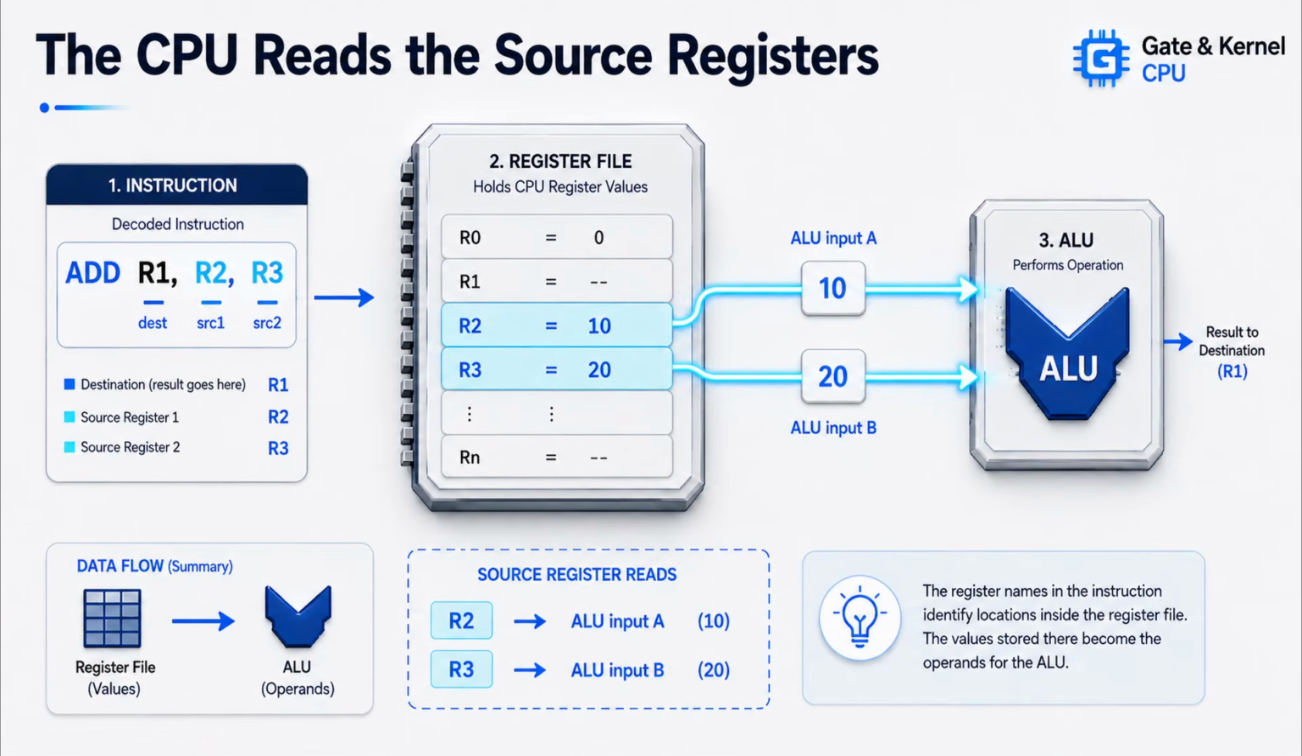7. The CPU reads the source registers. Many instructions operate on values already stored in CPU registers. Suppose the processor executes add R1, R2, R3. The CPU needs the values stored in R2 and R3. Imagine that R2 = 10 and R3 = 20. The register file reads both values and sends them toward the execution hardware. R2 becomes one ALU input. R3 becomes the other ALU input. The register names inside the instruction identify where the data is stored. The actual values inside those registers become the operands used by the ALU.